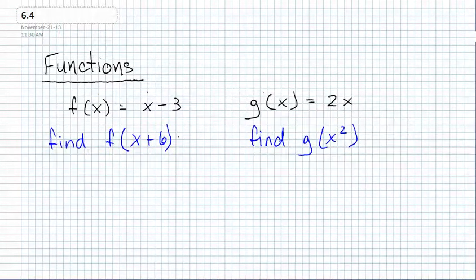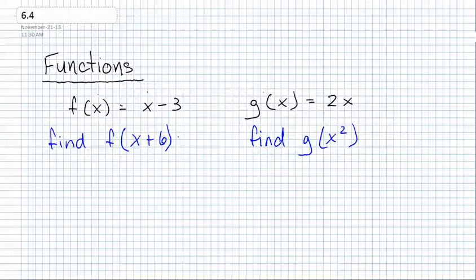Okay, then for each of these functions then, for the one on the left, I want you to find f of x plus 6. That just means plug in x plus 6 where you see x in the function. For the one on the right, I want you to substitute x squared in for x and just write down what you get. It's not that difficult. See if you can figure it out.